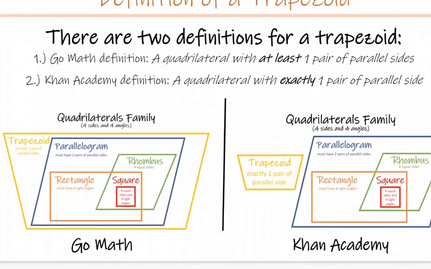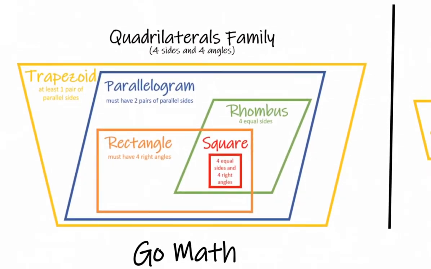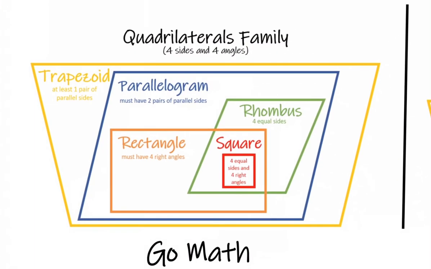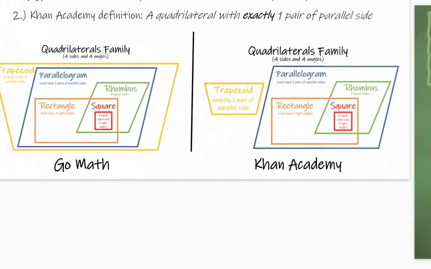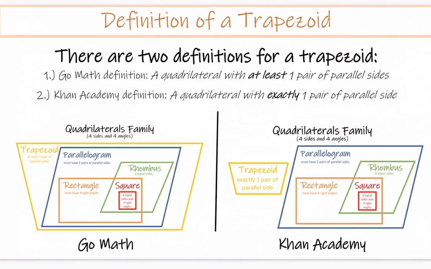I just know for sure for our test on Friday, we're going to use the Go Math version of the trapezoid definition, just because that is our district curriculum and I don't want to kind of stray from that. But just know, when you get older, there are two definitions of a trapezoid. And I did assign a video that kind of explains that. And it's just another guy saying there's two definitions. But maybe hearing it twice will help you kind of absorb that information, because it can be confusing.